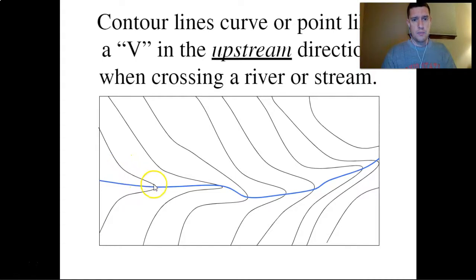So right here is a V. The contour line has been curved or pointed into a V shape. This contour line has been curved into a V shape. Here's a V. Here's a V. Here's a V. You can see them going onto this part of the map. So the tips of the V's point in the uphill direction.